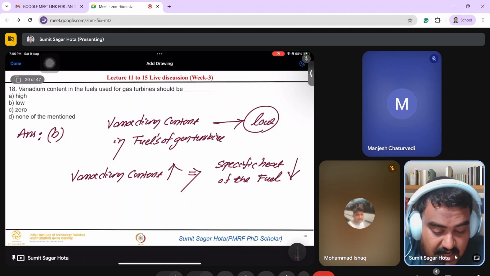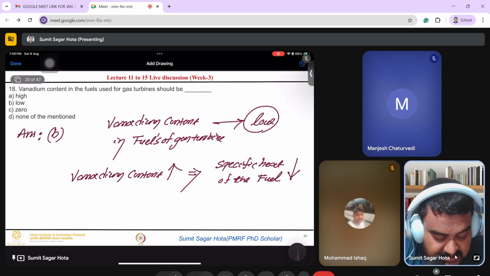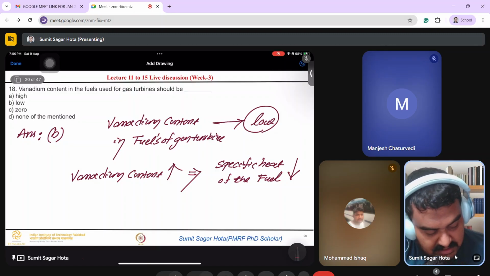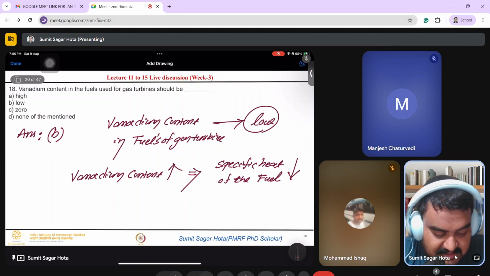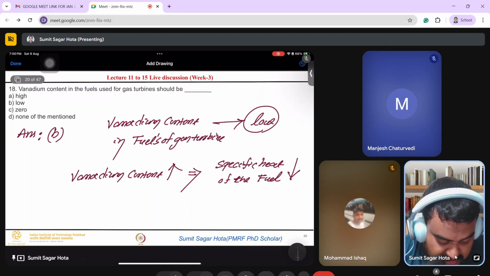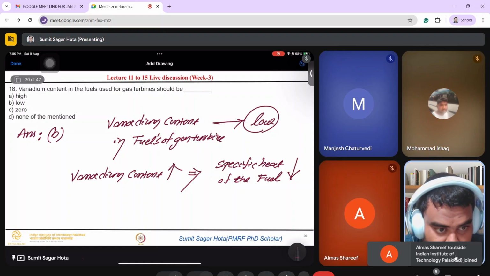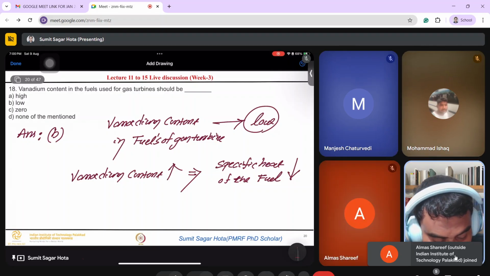That means at the end the efficiency of the gas turbine engine is going to decrease, which we don't want. That means with a very high amount of fuel you are getting very little output, or you can travel very little. So these are some of the problems if the vanadium content is going to increase.